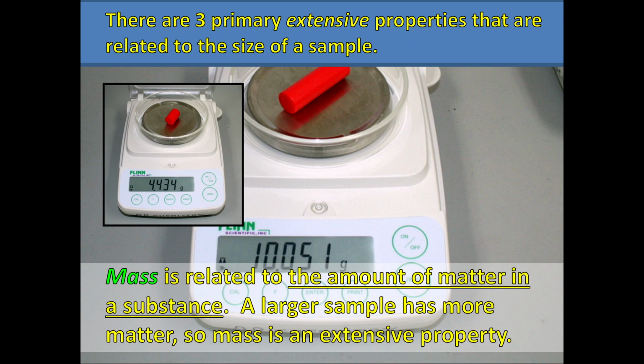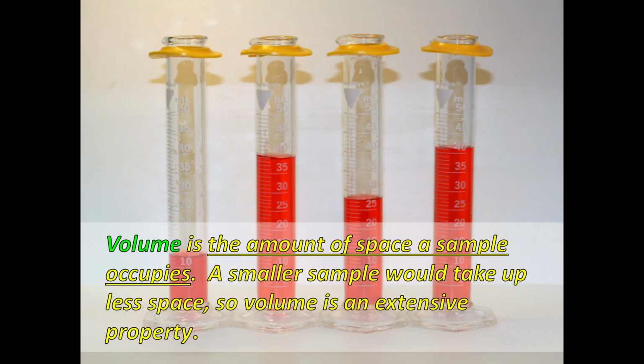The next thing is volume. Volume is the amount of space a sample occupies. A smaller sample would take up less space, so volume is extensive.